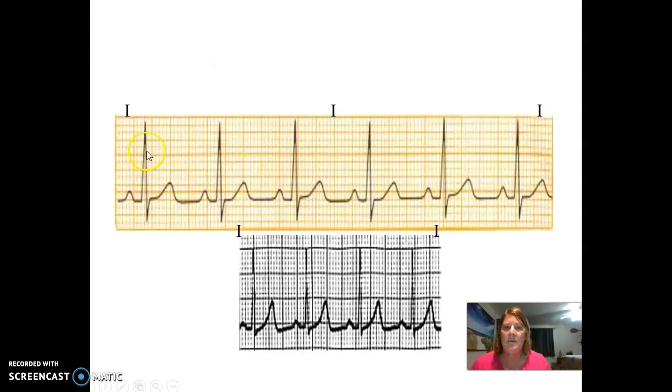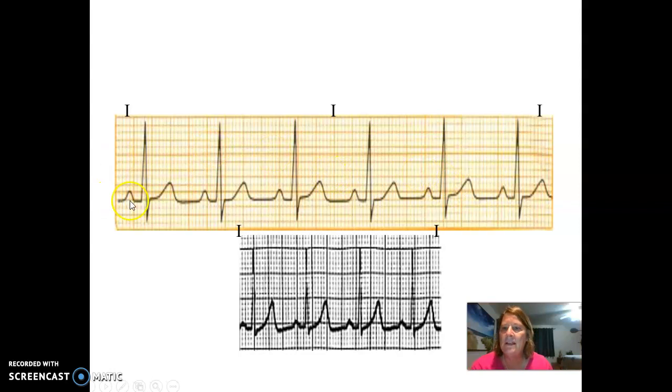Here on this example, now again, this would be 6 seconds. I would have 1, 2, 3, 4, 5, 6. So rate is 60, because 6 times 10 is 60. And if you notice, one of the things you're going to start looking at is, are all your components there? Do I have one P wave to each and every QRS? And does my P wave look rounded, symmetrical, and the same all the way across the strip? If it does, I know it's probably coming from the sinus node.